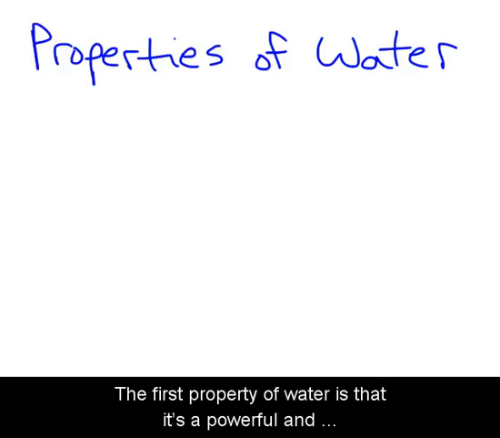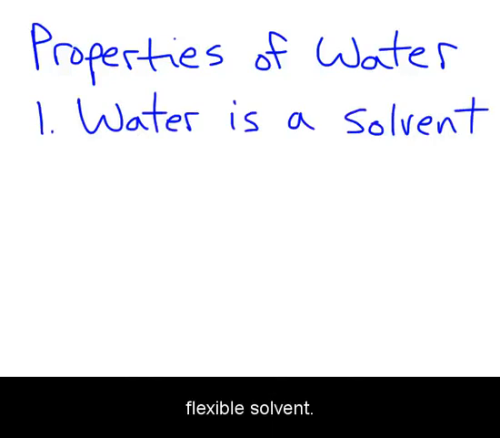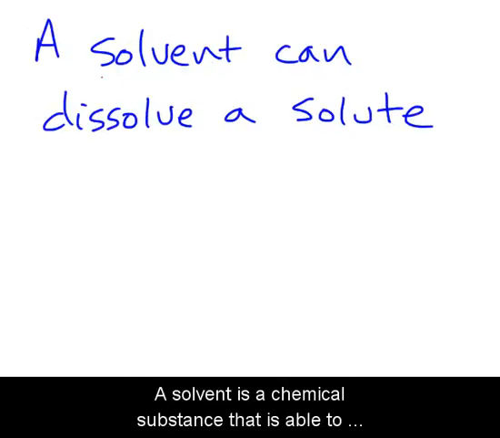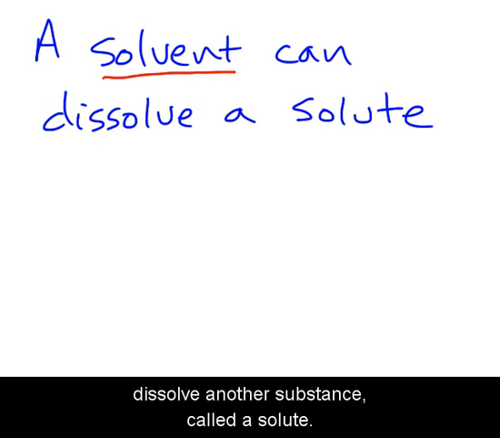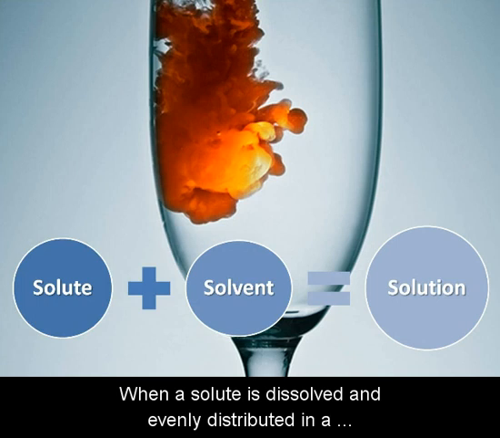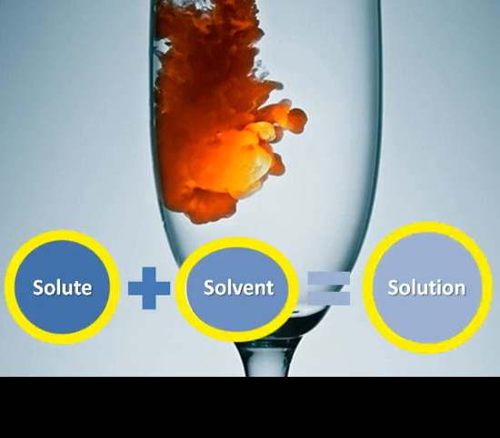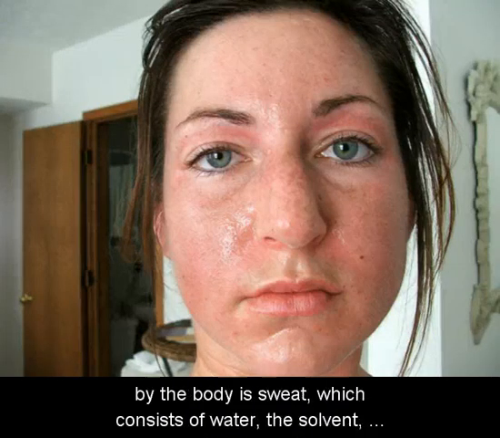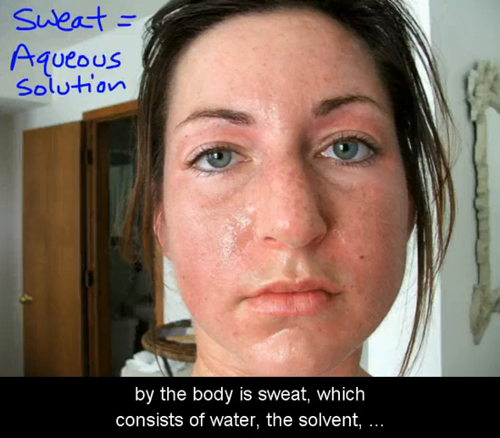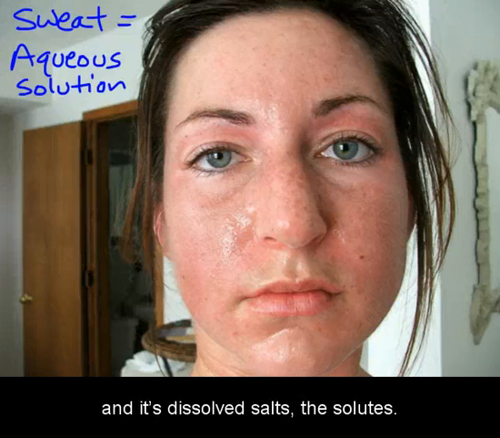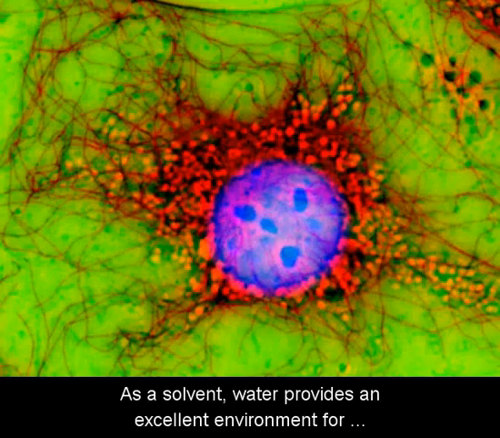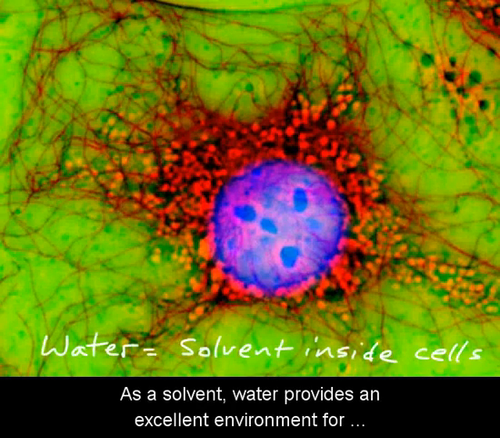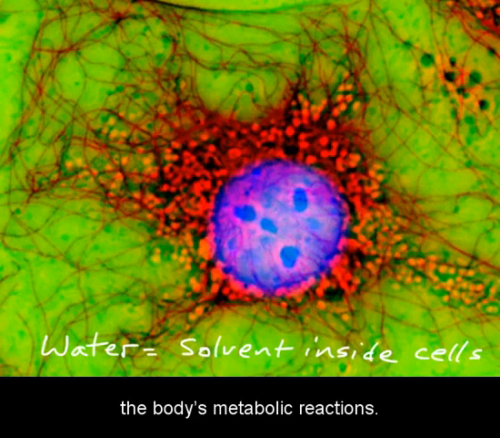The first property of water is that it's a powerful and flexible solvent. A solvent is a chemical substance that is able to dissolve another substance, called a solute. When a solute is dissolved and evenly distributed in a solvent, a solution is formed. A common water-based or aqueous solution produced by the body is sweat, which consists of water, the solvent, and its dissolved salts, the solutes. As a solvent, water provides an excellent environment for the body's metabolic reactions.